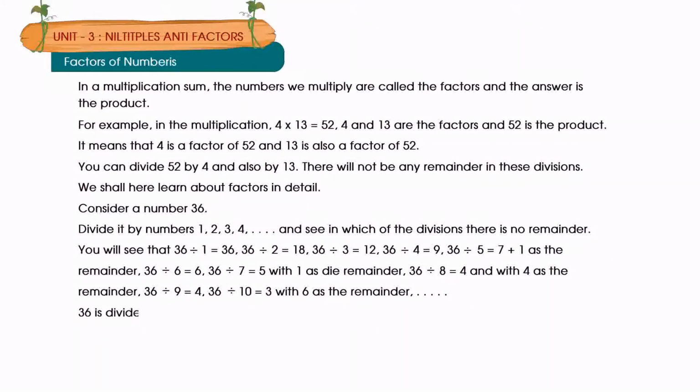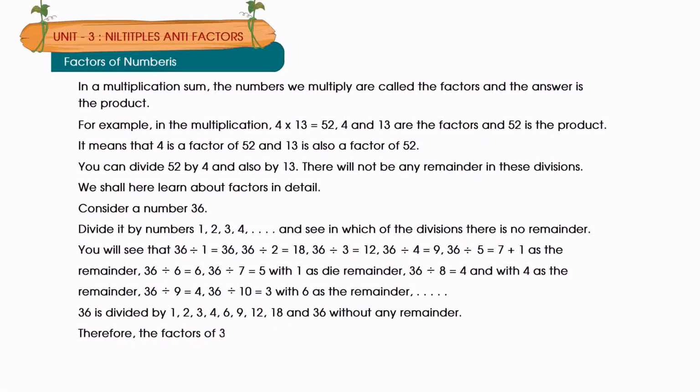36 is divisible by 1, 2, 3, 4, 6, 9, 12, 18 and 36 without any remainder. Therefore, the factors of 36 are 1, 2, 3, 4, 6, 9, 12, 18 and 36.